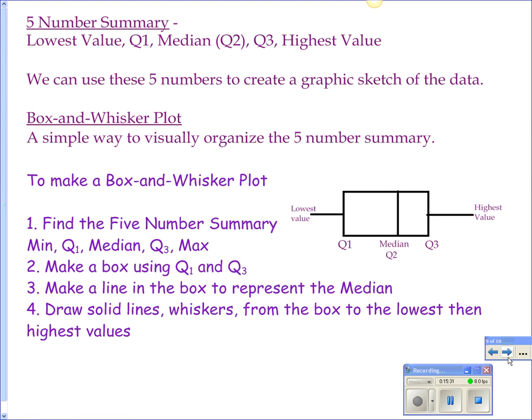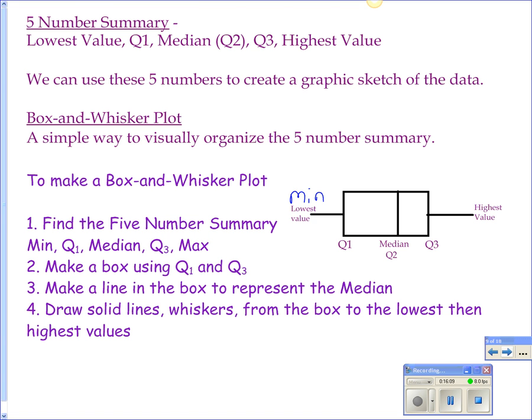Okay, so the 5-number summary is your lowest value, the Q1, the median, the Q3, and the highest value. So that's what I mean by 5-number summary. Okay, you've got a box and whiskers. You need to label it on your paper. The lowest value is going to be on this end. What's the other word for lowest value? Minimum. Okay. Q1 will be right here.